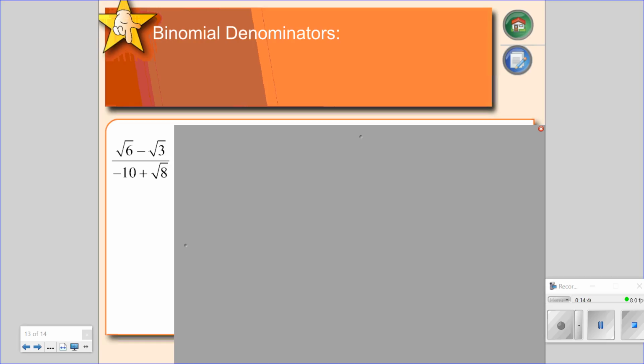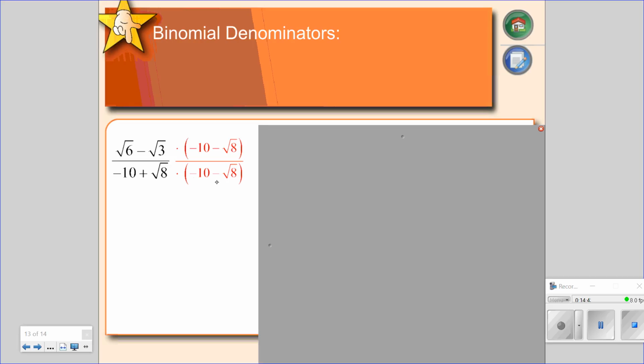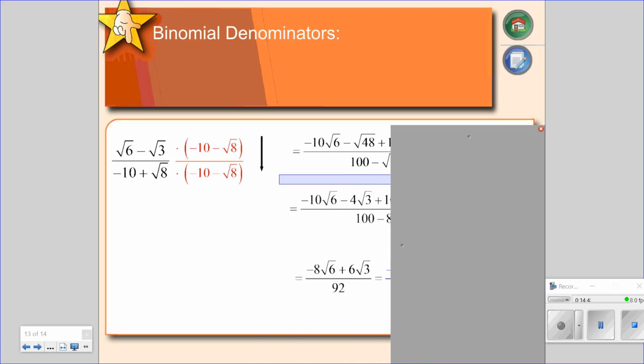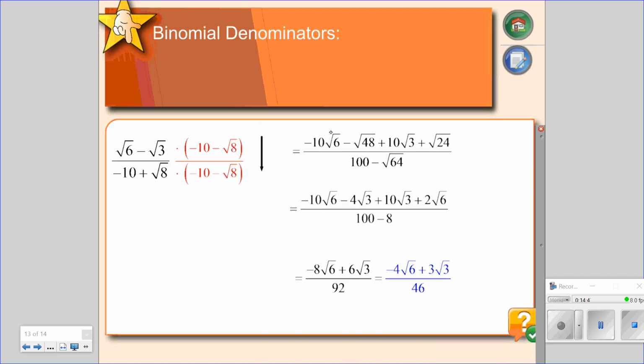Okay, so the conjugate you should have used should have been negative 10 minus root 8, which would give a 100 minus the square root of 64, just 100 minus 8 on the bottom, which is 92. And up top, you've got quite a bit of stretching out to do, multiplying those two binomials. And then from there, the square root of 48 simplifies and the square root of 24 simplifies.